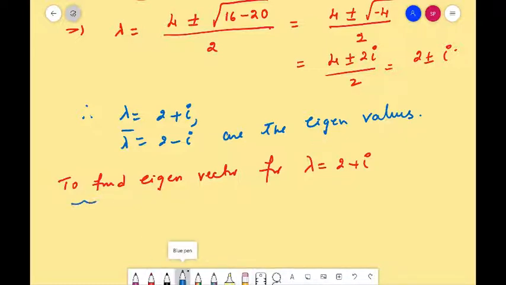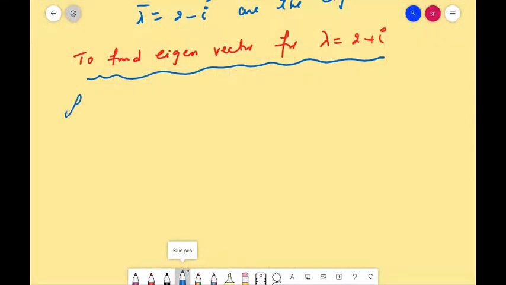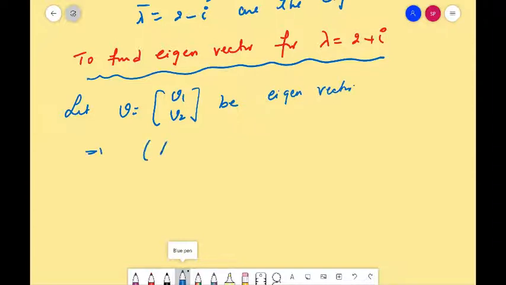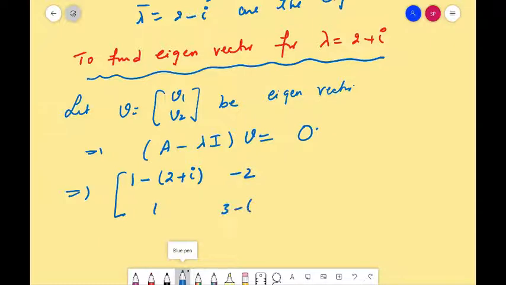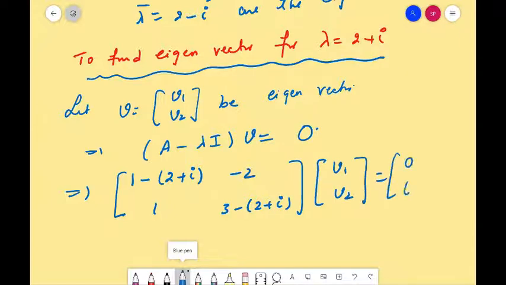So for this, what do we do? Consider, directly we'll write: let V = (V1, V2) be an eigenvector. This implies we have (A − λI)V = 0. So what is A − λI? We have A as it is, [1, −2; 1, 3], minus (2 + i) times the identity, into (V1, V2) equals (0, 0).